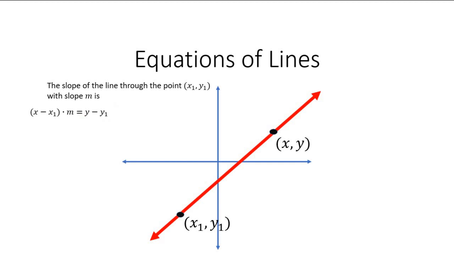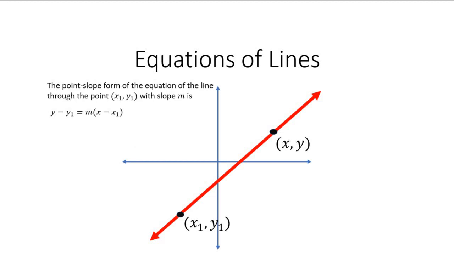x minus x1 times m is equal to y minus y1. If I rearrange this, I get this equation, which is called the point-slope form of a linear equation. So the point-slope form can be used to come up with the equation of a line by just replacing x1 and y1 with the given point's coordinates in the equation and then putting m in. But from here on, I'm just going to use the algorithm that we used to create this equation in the first place in order to come up with equations for lines.